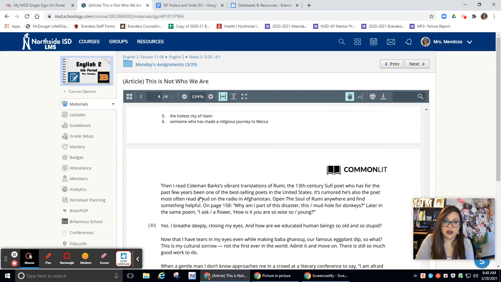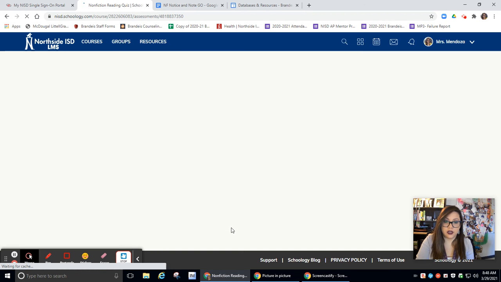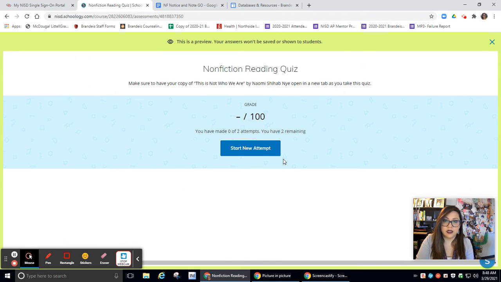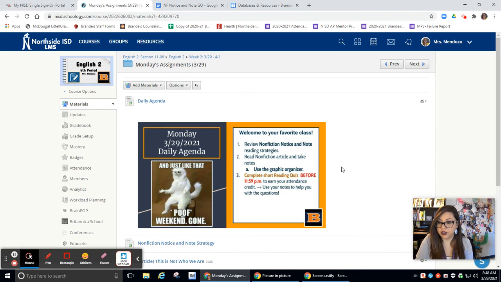And then once you're done with that, and you can take notes on that graphic organizer that you opened, right, this one, you will have a short nonfiction reading quiz. And it is 4 questions, I believe. So there are 25 points each, and I strongly recommend that you have your copy of the article open in a new tab, so that way you can have it there when you're taking it, okay? And you do have a couple of attempts, but there are only 4 questions, so you want to make sure that you understand them. This is really good practice for your upcoming STAAR in about a week and a half, remember, which unfortunately is a graduation requirement.